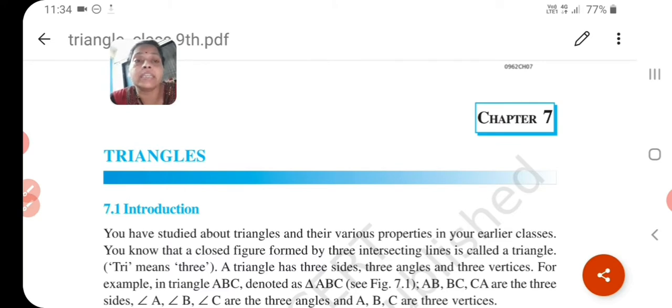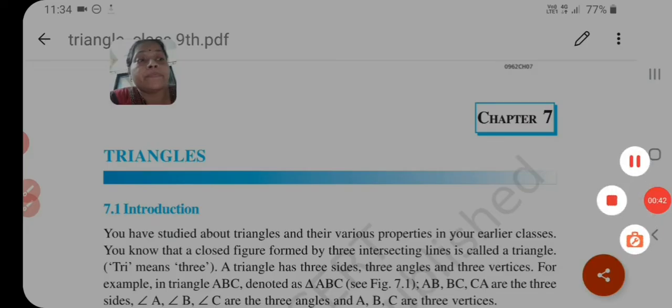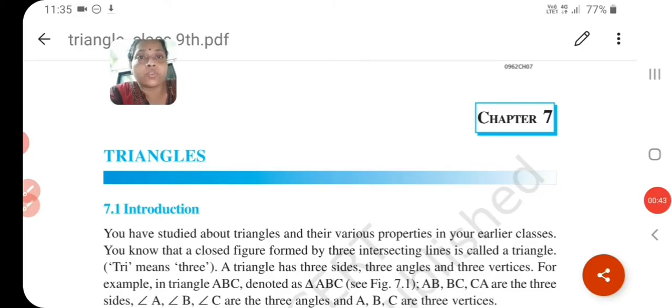So now we have revised this chapter again. The rule of triangle and so on. So let's revise what is triangle.